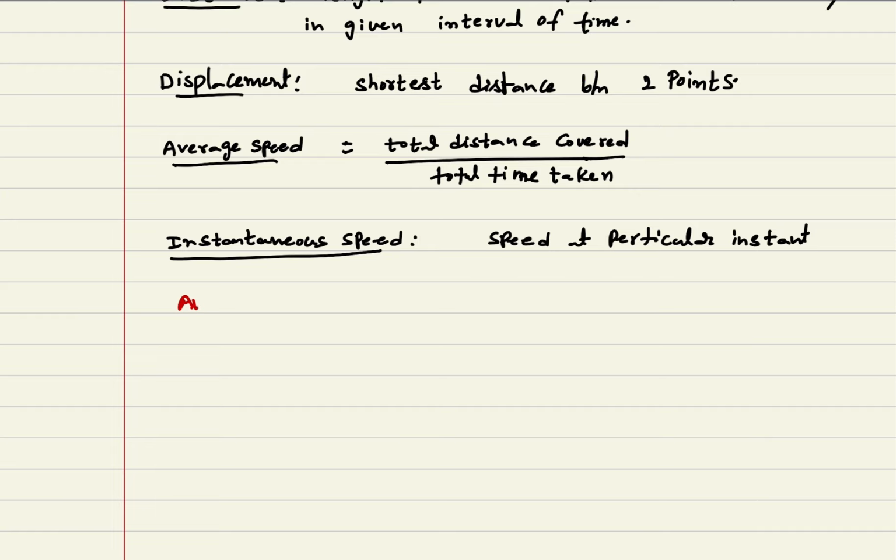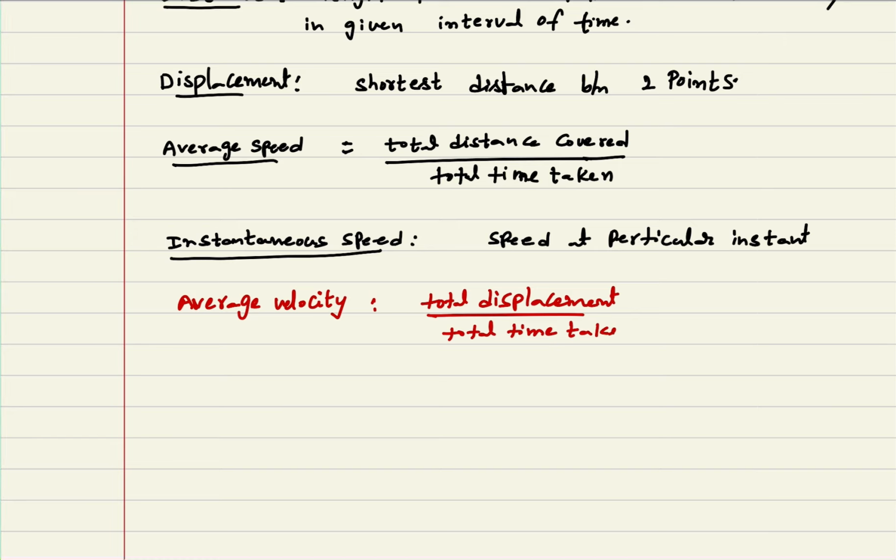Next, average velocity. Average velocity can be written as total displacement divided by total time taken. Total displacement I am taking as final position minus initial position. It is a vector. We can write final position vector minus initial position vector divided by delta t. Okay, this is average velocity.